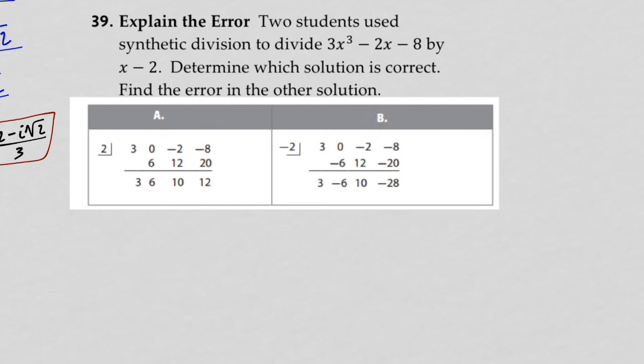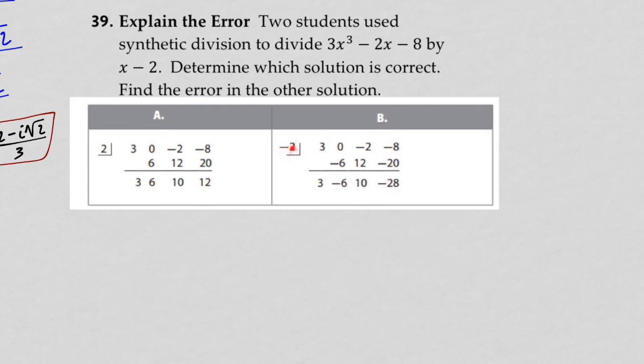In student B, he set it up correctly, 3, 0, negative 2, and negative 8. The work seems correct, right? Negative 2 times 3 is negative 6. 0 minus 6 is negative 6. That's positive 12. That is 10. That is negative 20. That's negative 28.